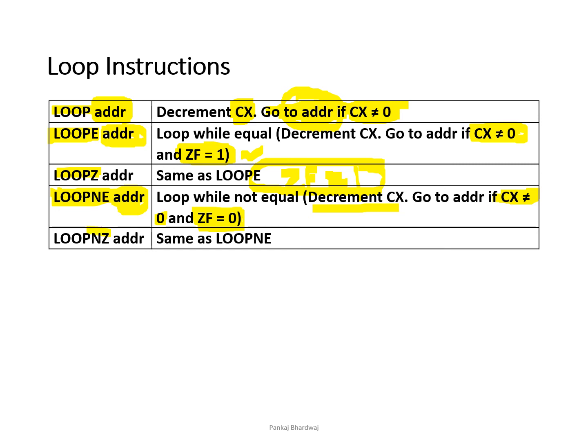And LOOPNZ, that means loop non-zero, is similar to not equal. That means if the zero flag equals 0, and obviously CX must not be equal to 0. If both conditions are true, then we fetch the instruction from the address provided by the loop instruction.